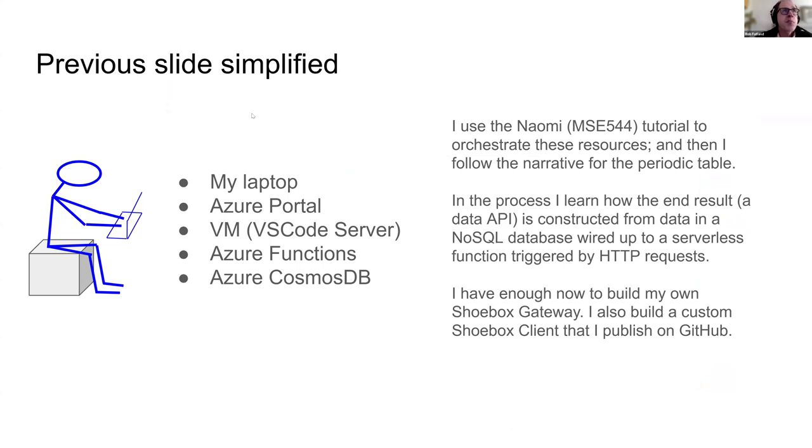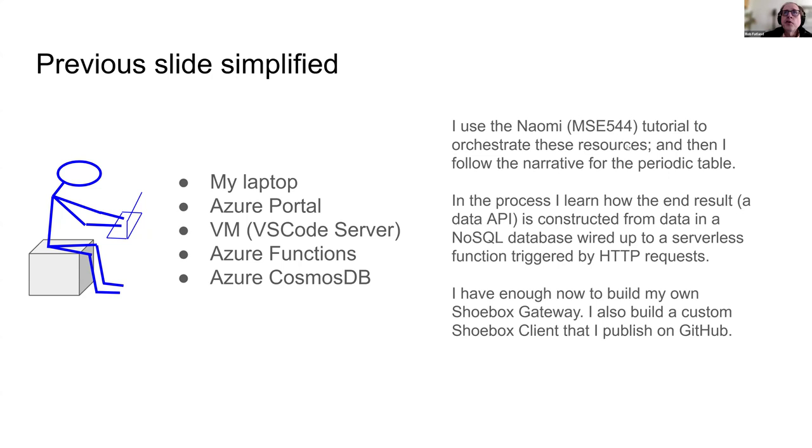So here's the previous slide one more time, and there's 5 locations for the guy in blue to worry about. Their laptop, the Azure portal, which is the gateway to all the Azure services, an Azure virtual machine or VM running VS Code Server, and then Azure functions, which are the serverless functions, and finally the Azure Cosmos DB, which is the NoSQL database. So the narrative is I use the Naomi MSE 544 tutorial to orchestrate these resources.